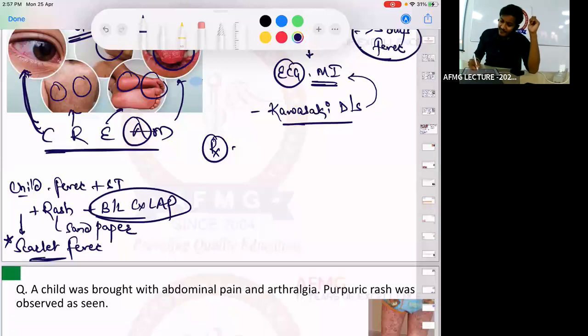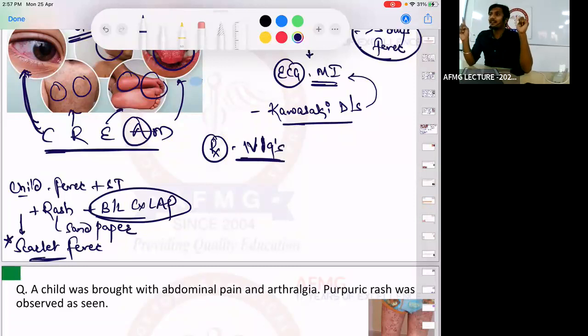Drug of choice would be IV immunoglobulin. एक मार्क करना है, एस्पिरिन नहीं मार्क करोगे. Along with that, definitely we can give aspirin to the patient.